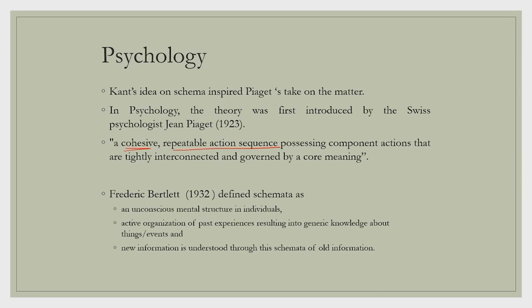Many of our actions, many of our day to day lived experiences, are a recurring pattern. This is what Piaget is talking about, possessing component actions that are tightly interconnected and governed by a core meaning. There are many repetitive actions which humans go through in their life in many manifestations. Let us say the action of going from one place to another, a very simple action. I might move from this part of the room to that part, or from this building to another building, or from one city to another. I can also go from being very happy to being very sad within a few moments, provided somebody tells me a sad incident.